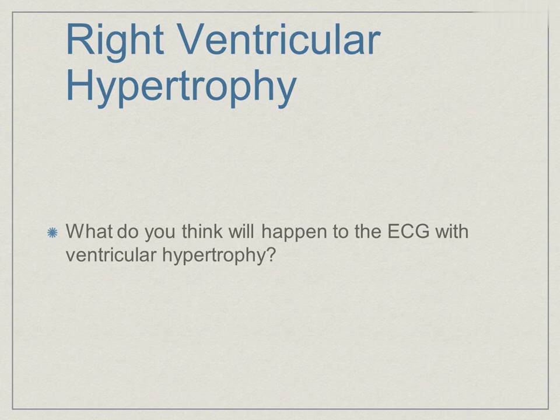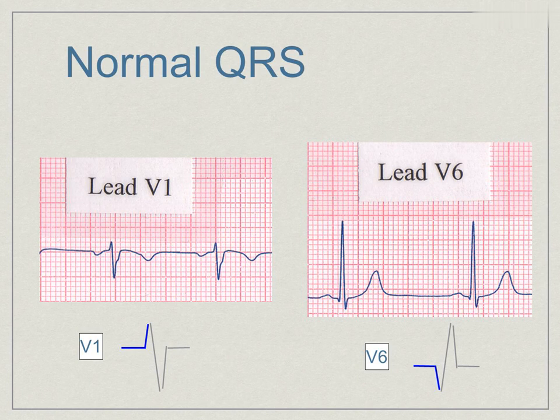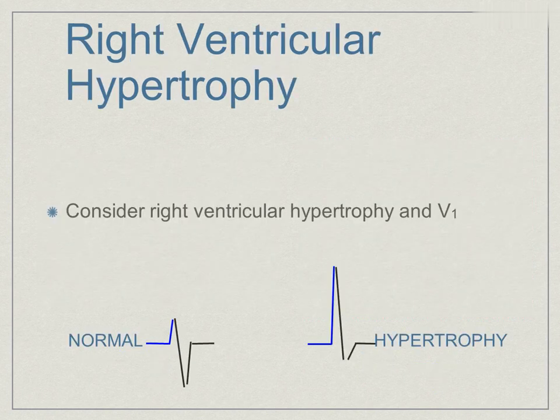Right ventricular hypertrophy. What do you think will happen to the ECG with ventricular hypertrophy? Normal QRS in V6 and V1, Figure 4.6. Right ventricular hypertrophy: consider V1. Normal versus hypertrophy.